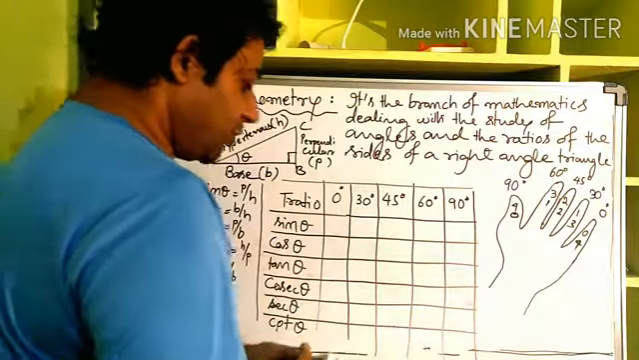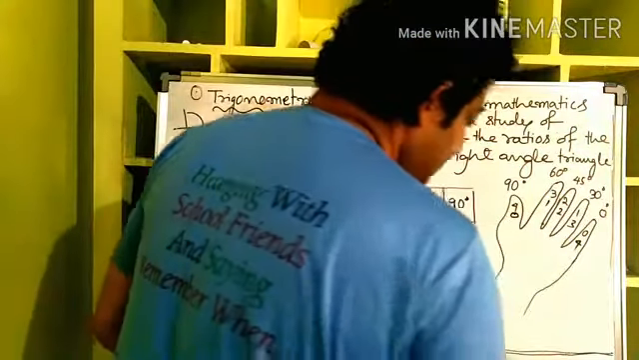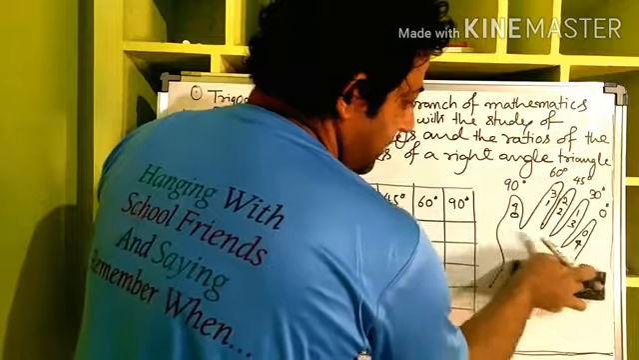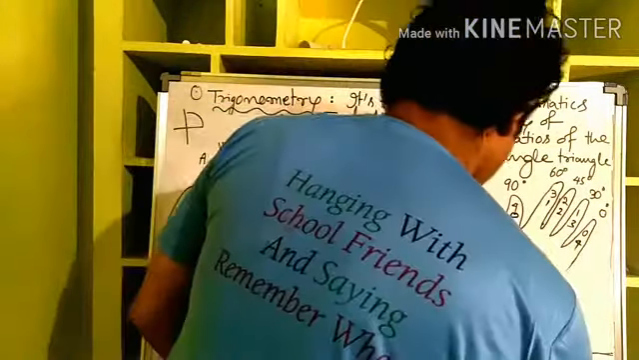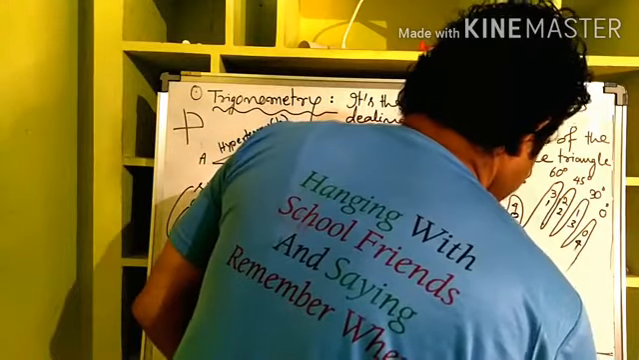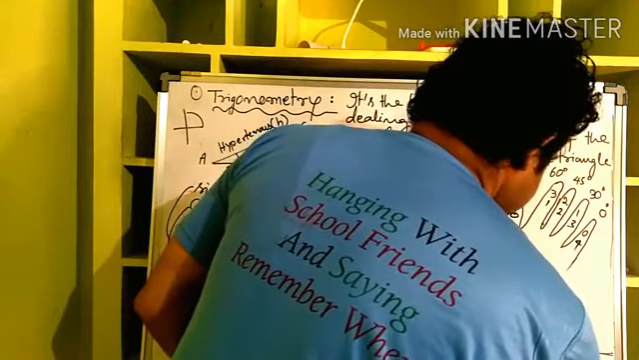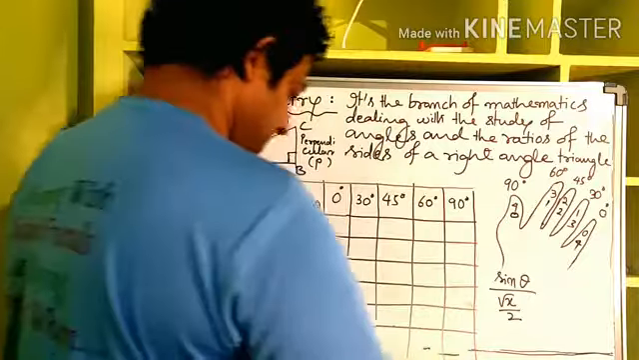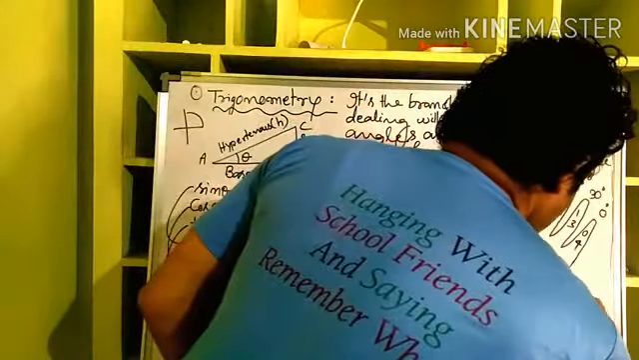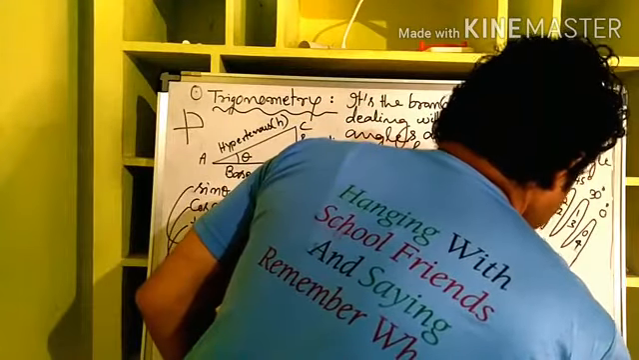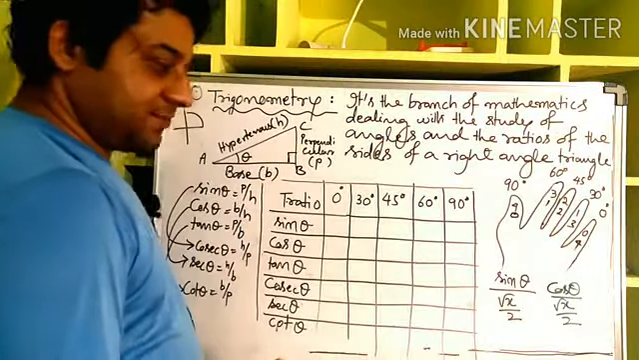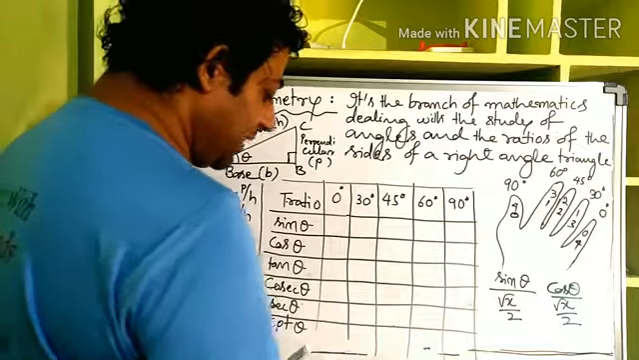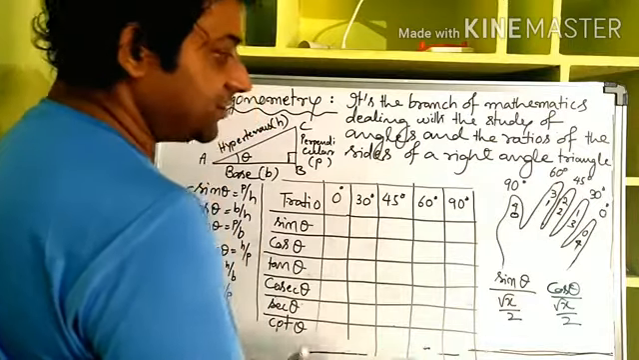Now, what is the formula? See, I erase it here. You have understood now, right? The formula is for sine theta, we'll take root x by 2, and for cos theta we will take root x by 2. The formula is same for both. Now you will tell me the values from the trick.